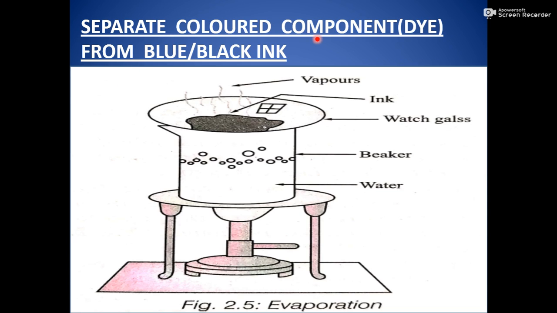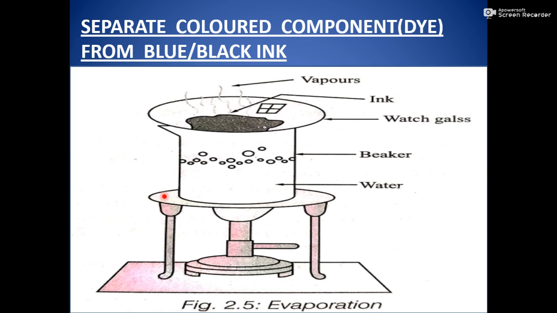Separate the colored component, that is the dye, from blue or black ink. You can take the example of the blue or black ink that earlier was used in some pens in liquid form. That kind of blue black ink is to be separated. What is the solute? The dye is the solute. And what is the solvent? The water is the solvent.